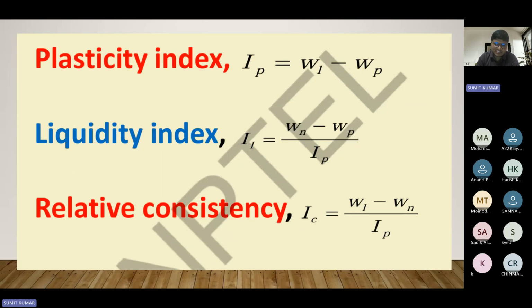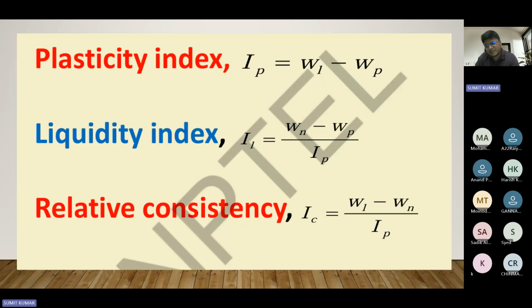Now some other definitions, that is the plasticity index. Plasticity index is nothing but the liquid limit minus plastic limit. Liquidity index is nothing but Wn minus Wp by Wl minus Wp. Now the question is, what is Wn? The water content in the present condition is Wn. Ip is nothing but Wl minus Wp.